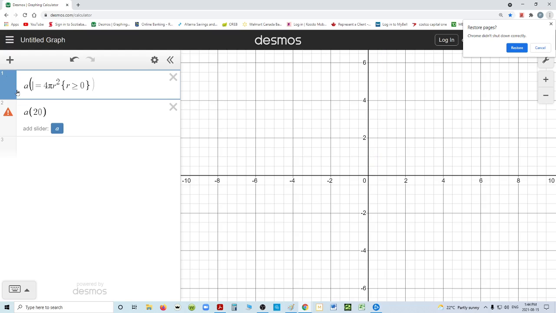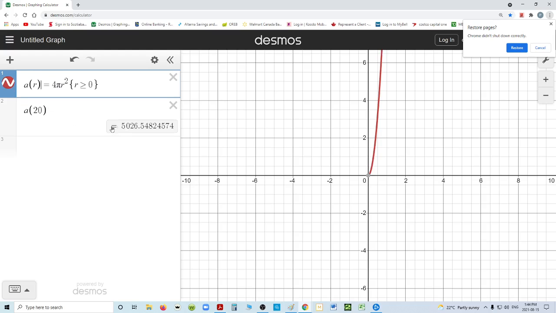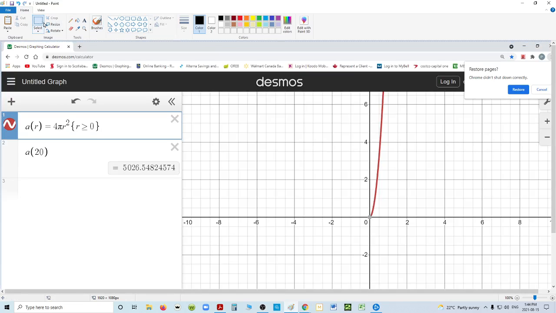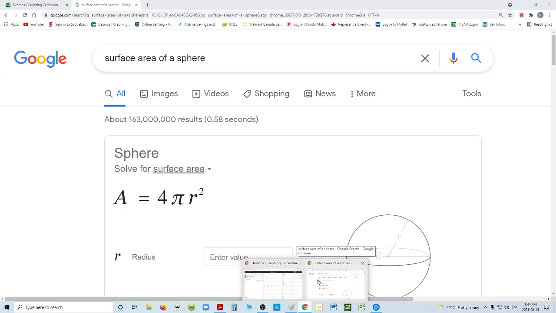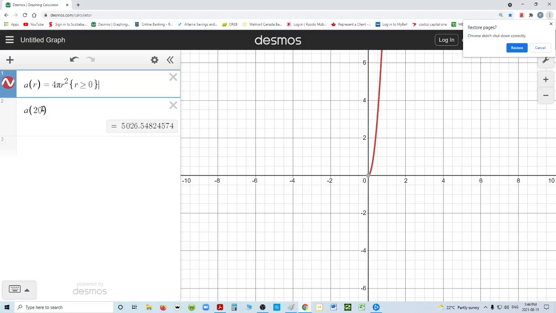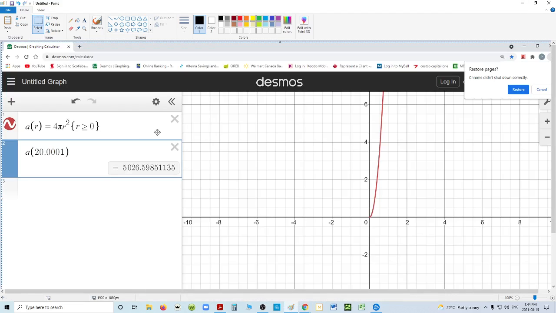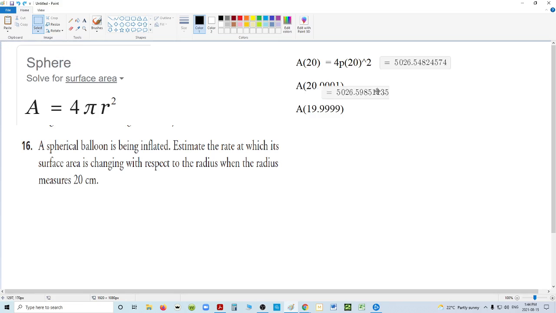So there we go. If I take A(20), I have to do A based on r. There we go. If I get A(20), I get this, which means that when r is 20, the area of the balloon is this. And when I get A(20.001), the area of the balloon is this, slightly bigger, which makes sense because the radius is slightly bigger. You notice it's 5.9 instead of 5.4.